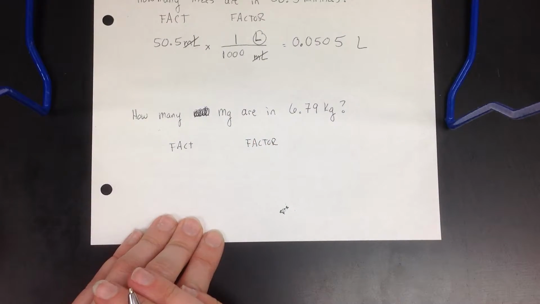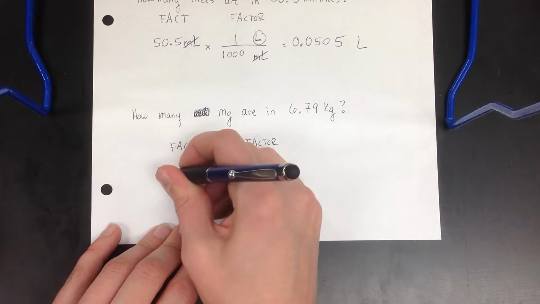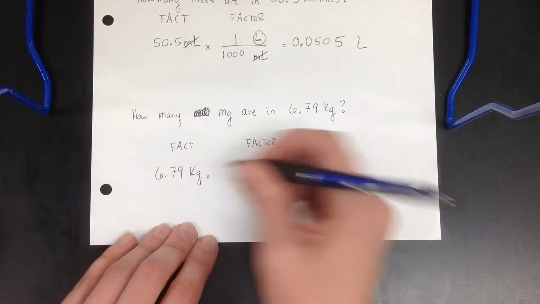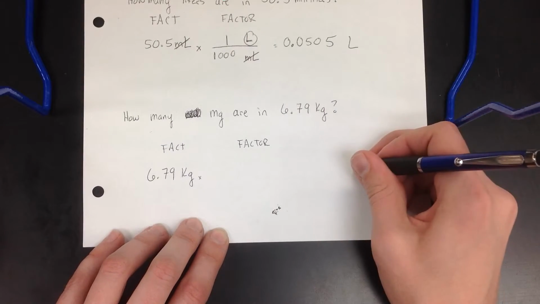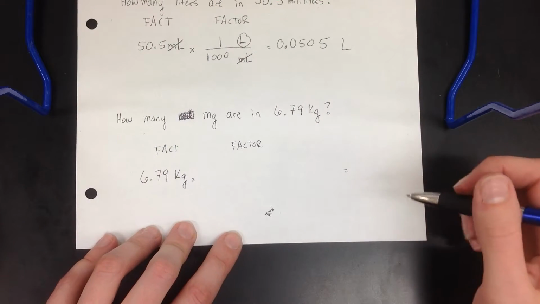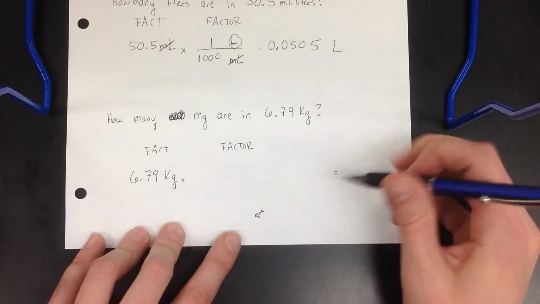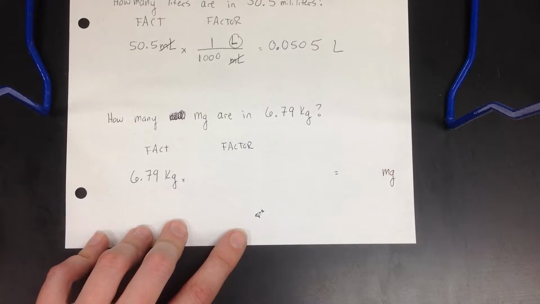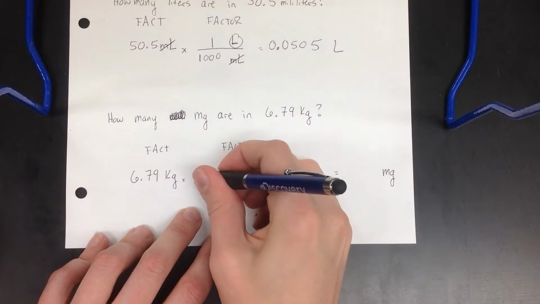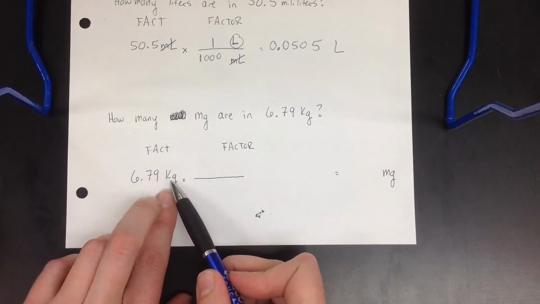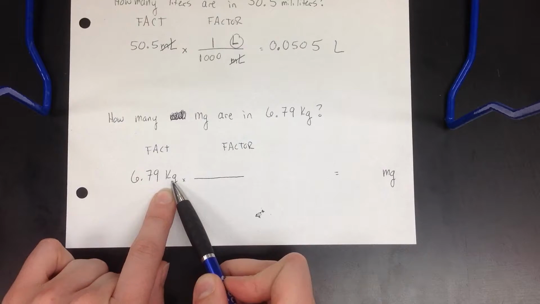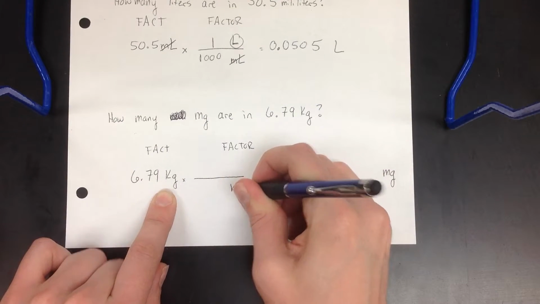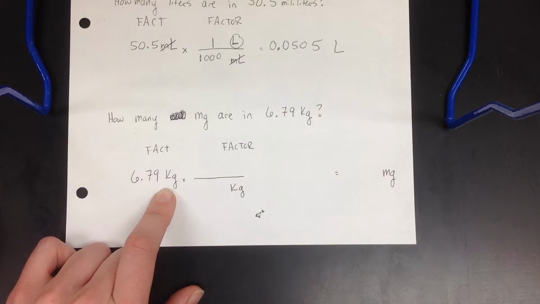My fact is the information I'm given, so I'm going to start with my 6.79 kilograms. And I need my units to be ultimately in milligrams, so my answer needs to be in milligrams. I'm going to set up my factor. Now I'm in kilograms. I want kilograms to cancel, so I'm going to put it in the opposite location, in this case on the bottom.